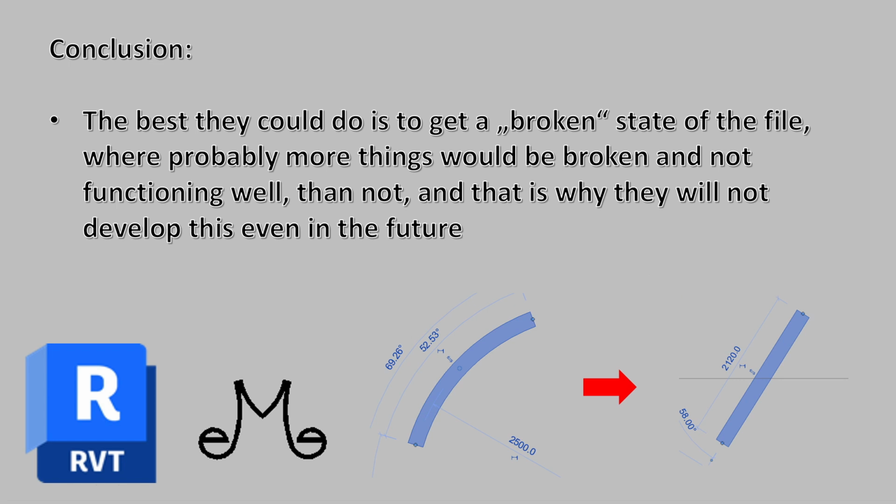And that is why they do not want to develop this now, nor even in the future. So Revit will probably never be backward compatible, so we will never be able to save to a previous version of Revit.